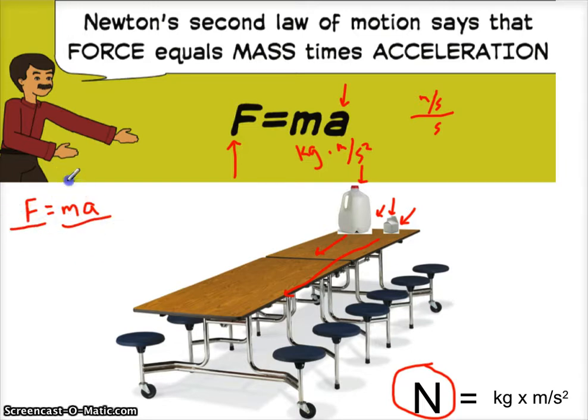If you have everything but mass, you have to isolate mass on one side. So to do that, you divide both sides of the equal sign. You have to do the same thing to each side. So let's see, how can we get rid of this A? You divide by it. That's how you can get rid of that A. So that means mass equals F over A. Mass equals force over acceleration.